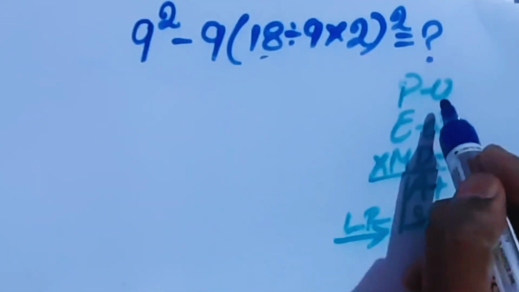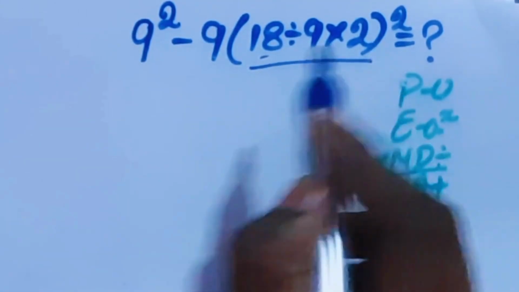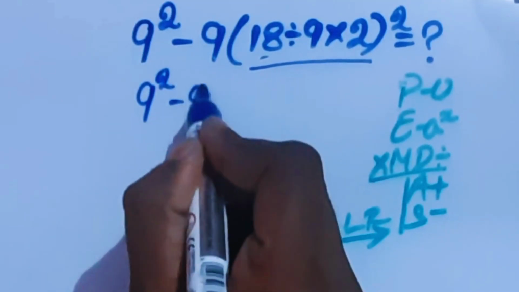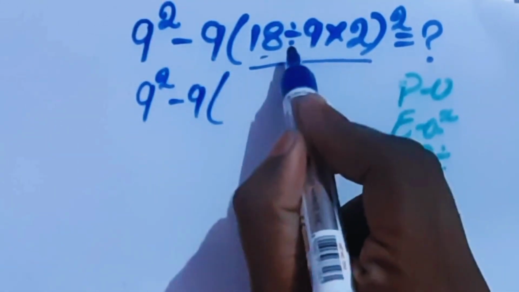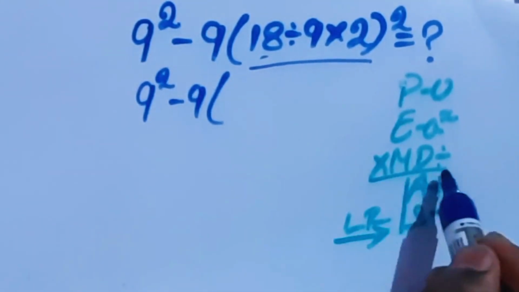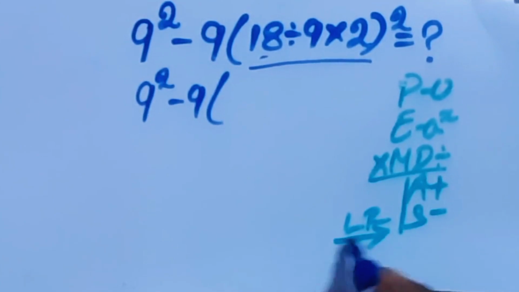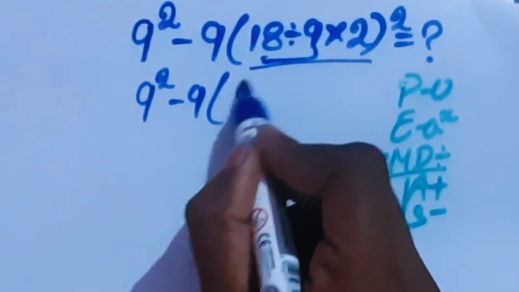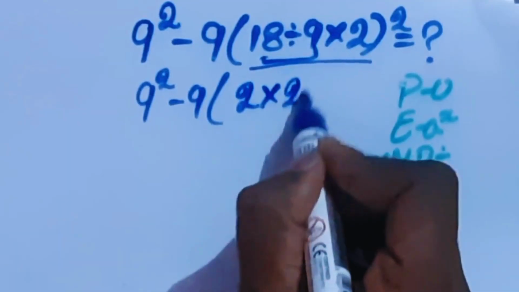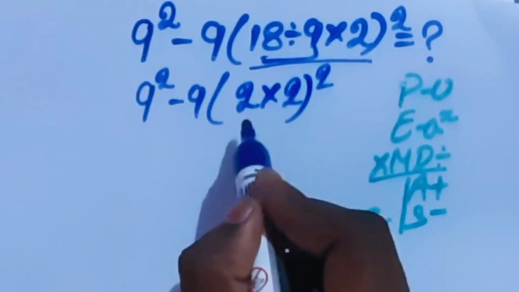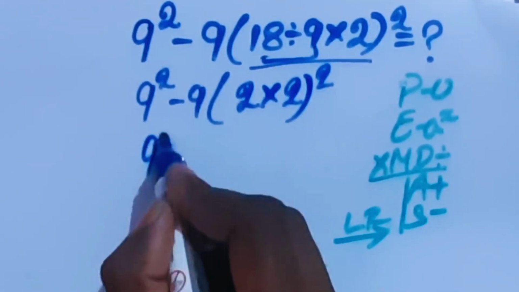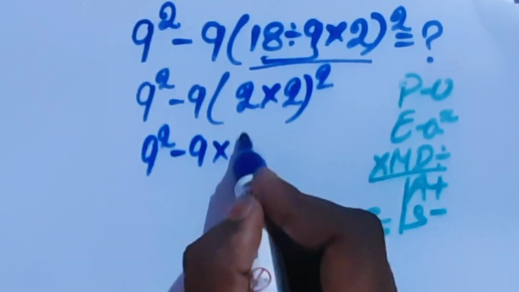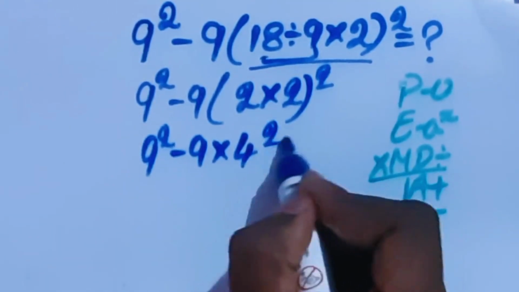As per the order of operations PEMDAS, the bracket is higher priority. So 9 power 2 minus 9. Here we have division and multiplication. Both are equal priority. We have to follow here left to right. Here left to right is this. So this is 2 times 2 whole power 2. Now the bracket is 9 square minus 9 times, this is 4 square.